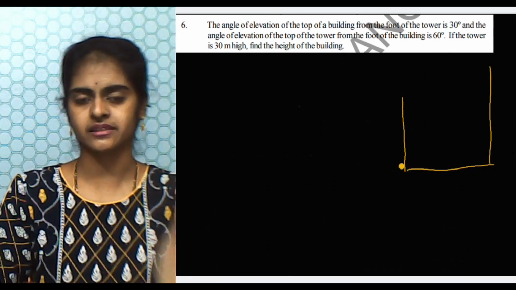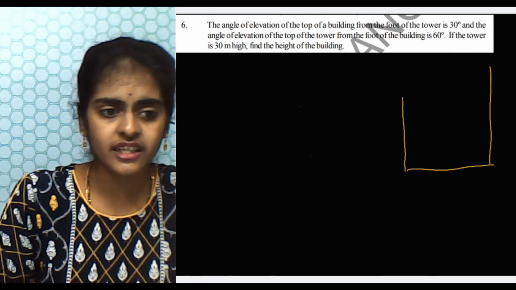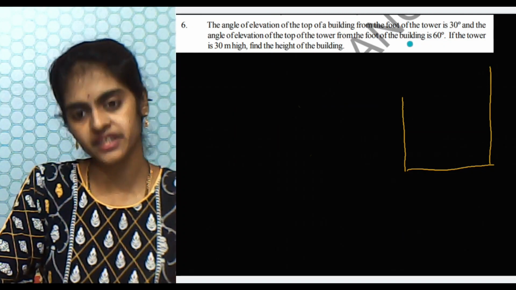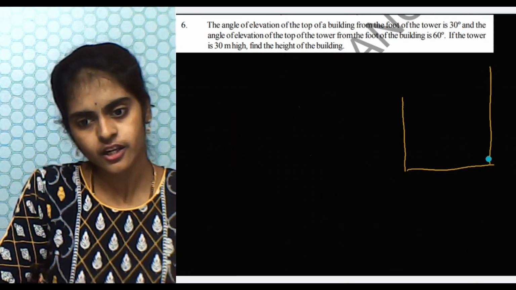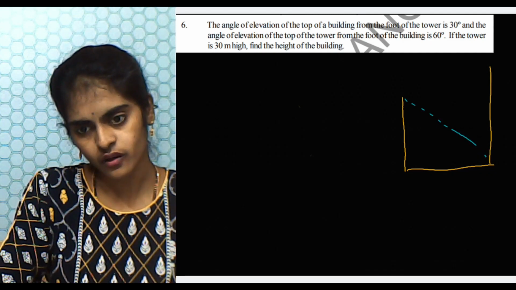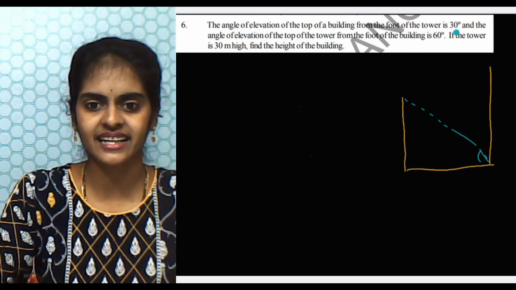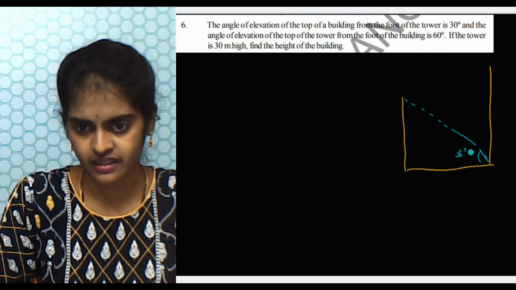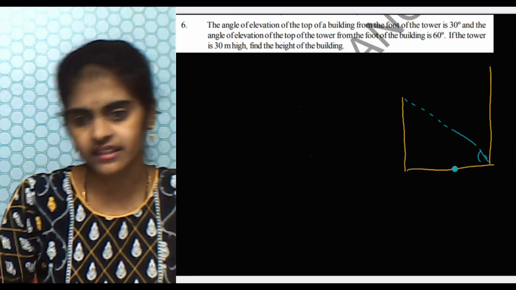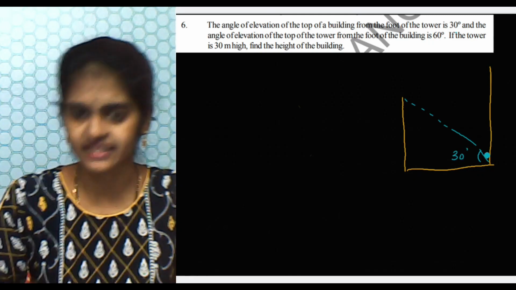Now in the question it is given that the angle of elevation of the top of a building from the foot of a tower. This is the foot of the tower. So from this foot of the tower to the top of the building, this angle of elevation is 30 degrees.